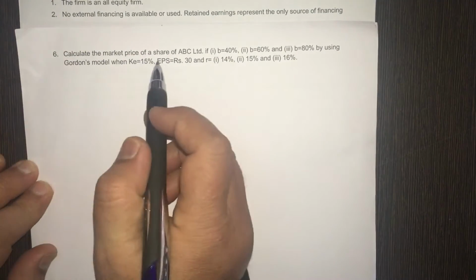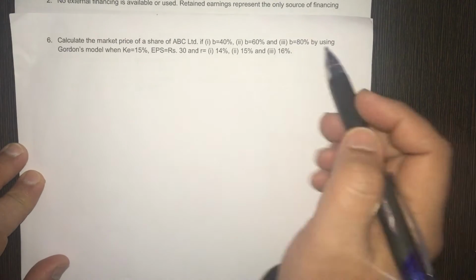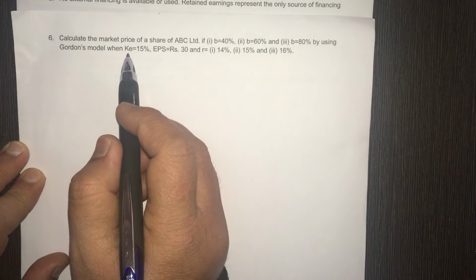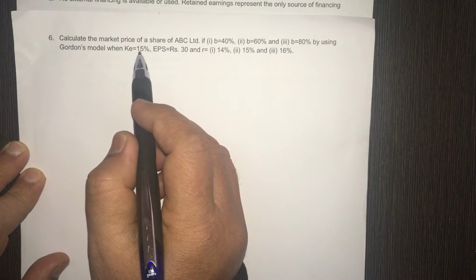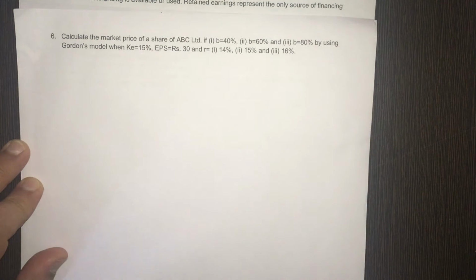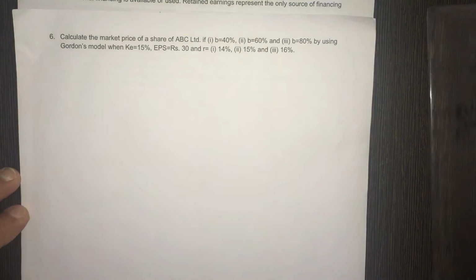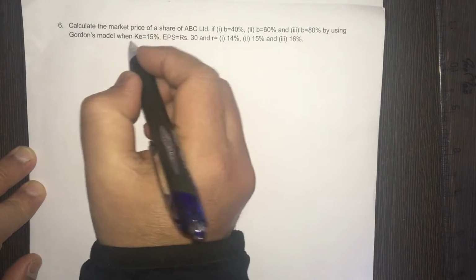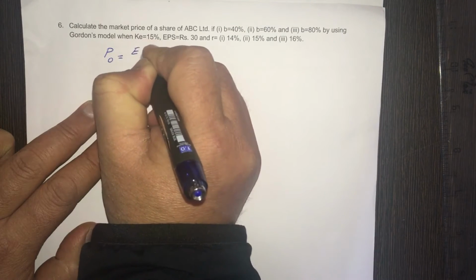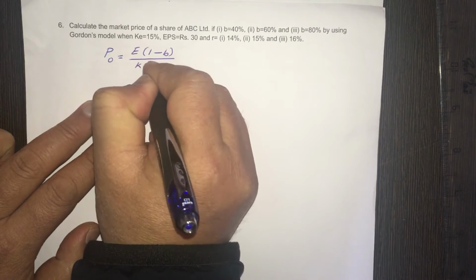Calculate the market price of a share of ABC Ltd if b is 40%, 60%, and 80%, by using Gordon's model when Ke, the cost of equity capital, is 15%, EPS is 30 rupees, and r is 14%, 15%, and 16%. So you have three rates here. And first things first, before you solve any problem, write the valuation model. So P0 is equal to E into (1 minus b), divided by k minus br.